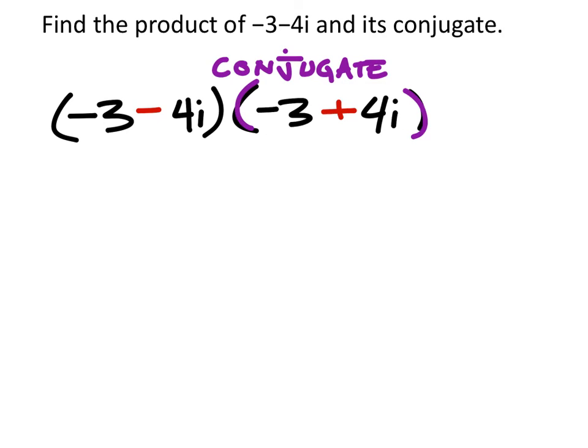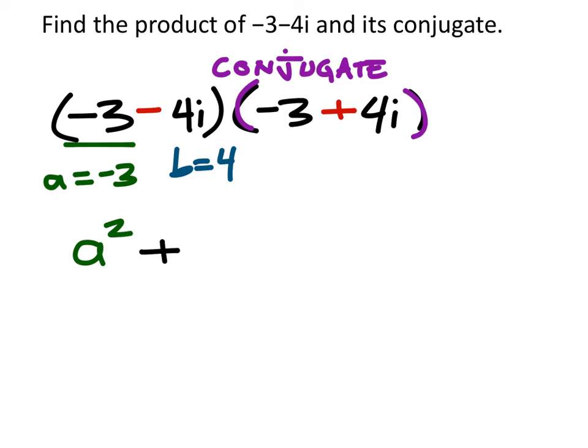But again, this is the nice thing about this, we can see the a value is negative 3, and the b value is 4, not 4i on this. Now the reason why we like this is because we get to skip, if we know the rule, several steps, and we can do, well, it would be a squared plus b squared, right?